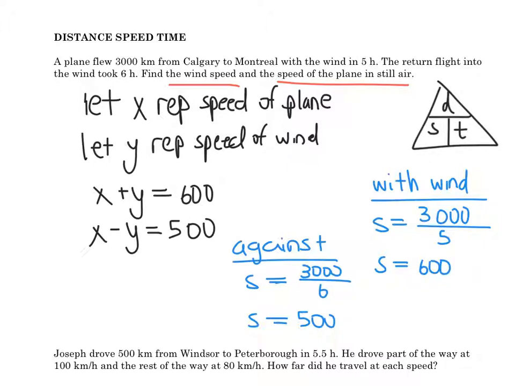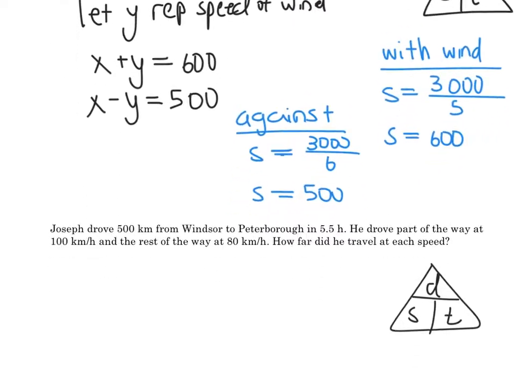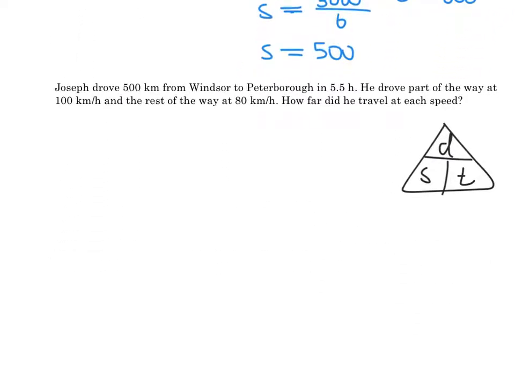Now that's the more basic one. Now I want to go to the one that you have to do a few more modifications. So when you're traveling at two different speeds in a trip. Joseph drove 500 kilometers from Windsor to Peterborough in 5.5 hours. He drove part of the way at 100 kilometers per hour and the rest of the way at 80 kilometers per hour. How long did he travel at each speed? I did change the question. Now, we're asked about the time. Okay, how long did he travel at each speed?